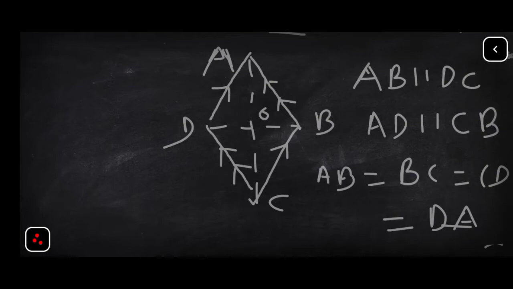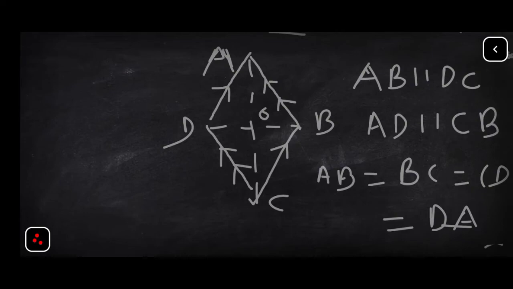And the property of a rhombus is that the diagonals of a rhombus are perpendicular bisectors of one another. You can see diagonals AC and BD. They are creating angles AOB, angle BOC, angle COD, and angle DOA. And all these are 90 degrees.